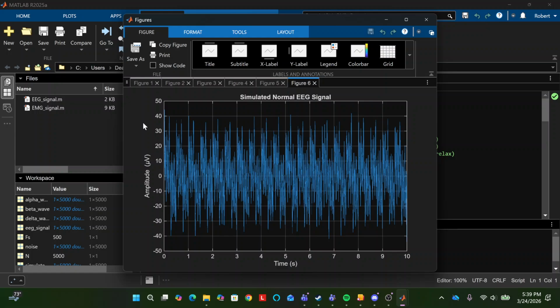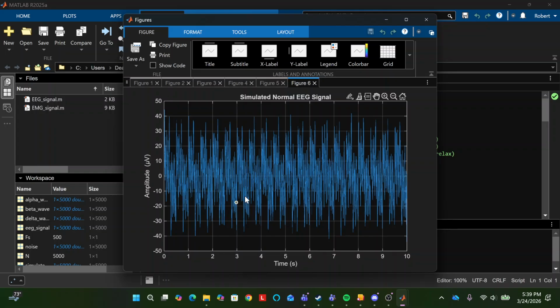This is a research project I started working on. It's simulating EEG signals and EMG signals and how they do change based off parameters that we can change. So what we have here is a graph of a normal EEG signal that was simulated, and we have our amplitude on the Y and timing variables on the X.